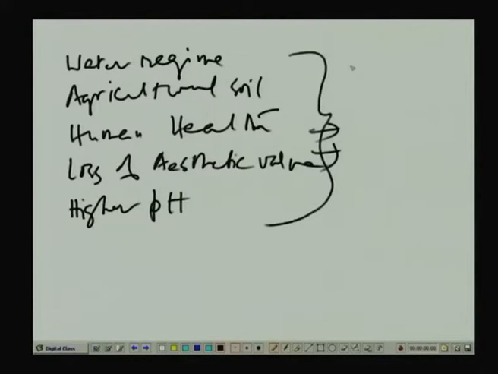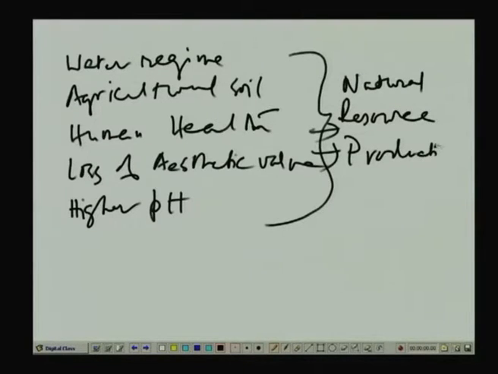All this as it is changing would essentially reduce productivity. Natural resource productivity will be hampered. Natural resource productivity is likely to be hampered. Okay, so this is where the challenges are.